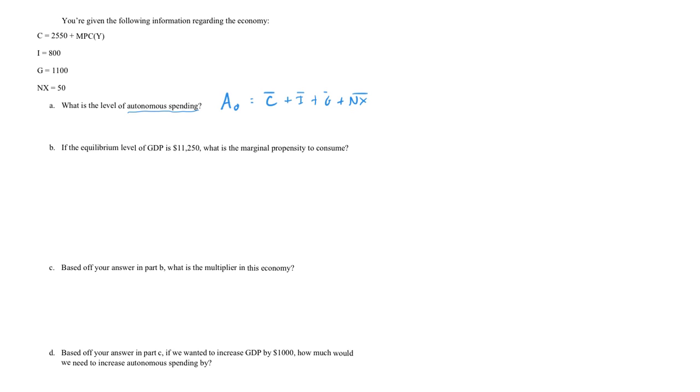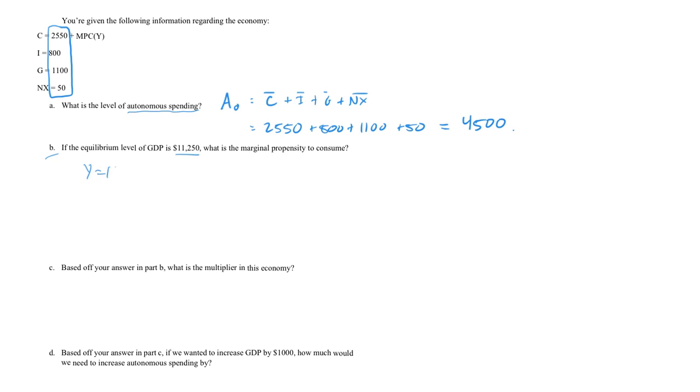And in a question like this, when we say autonomous, it's the part of those functions that does not have anything to do with the GDP. It's just going to be a fixed number. It's autonomous. It's kind of outside of this model. It's just going to be given to you. So we just need to add all of those numbers up. 2550 plus 800 plus 1100 plus 50. We add all those up in a calculator and we'll get 4,500. There's our answer.